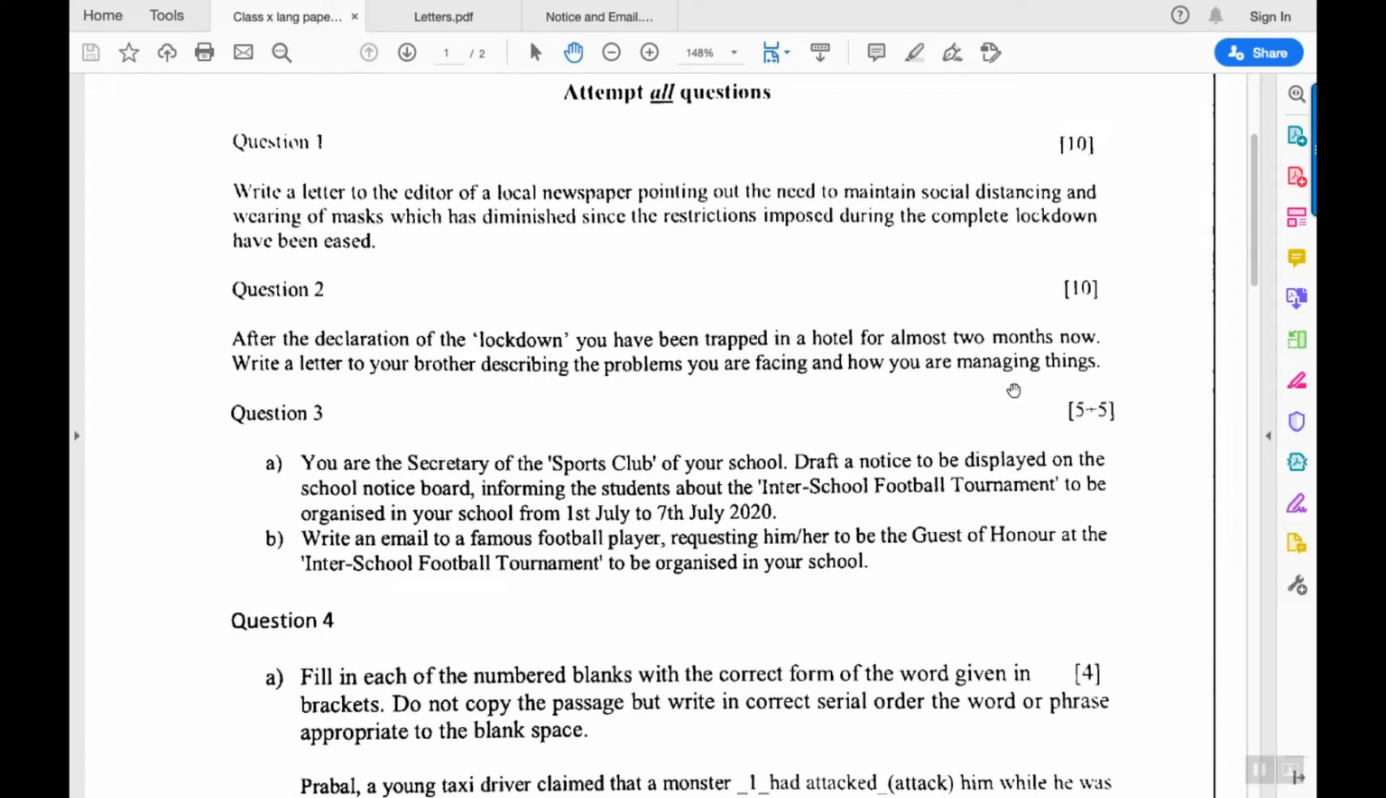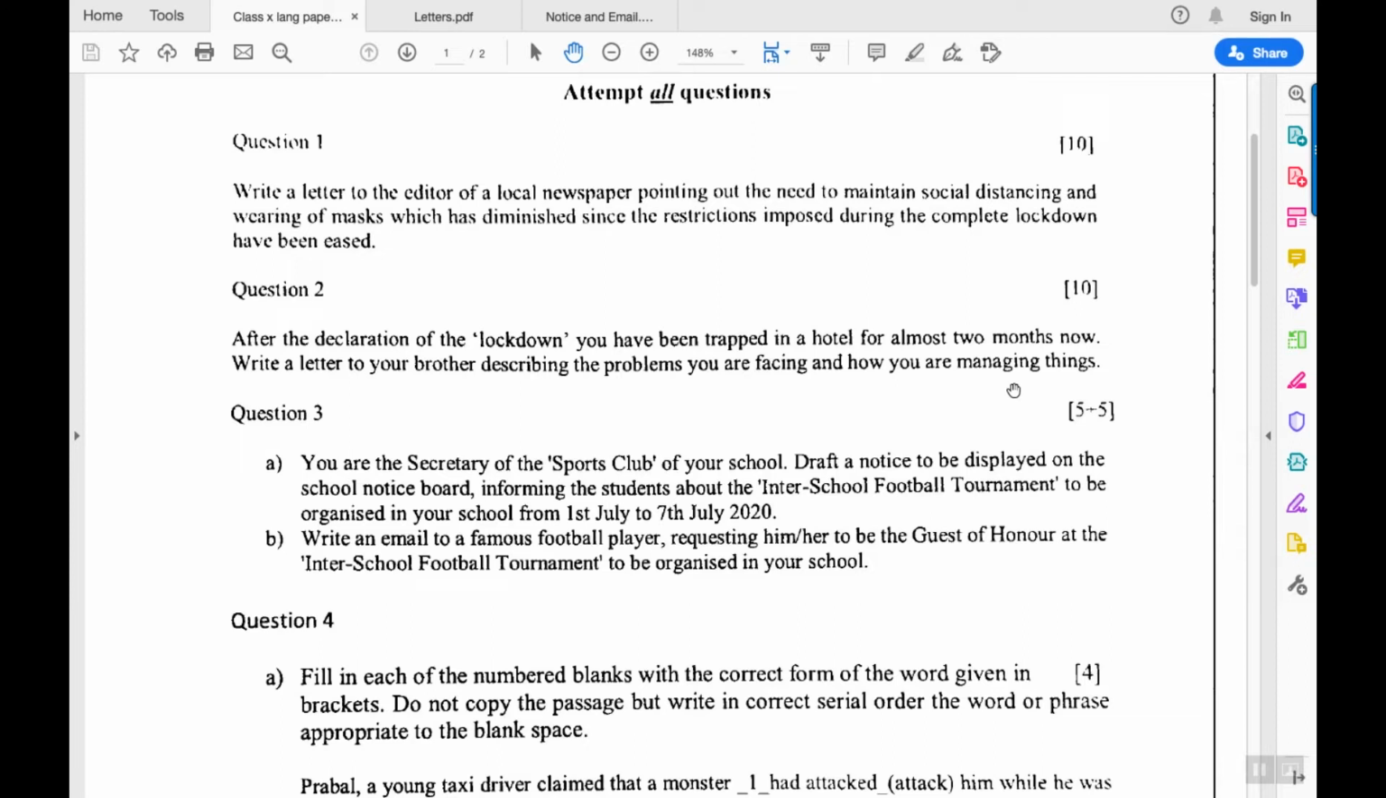Now we come to the next question. This is the email question, and many of you have made a lot of errors in this question. So be careful, listen to this. The question is, write an email to a famous football player requesting him or her to be the guest of honor at the inter-school football tournament to be organized in your school.